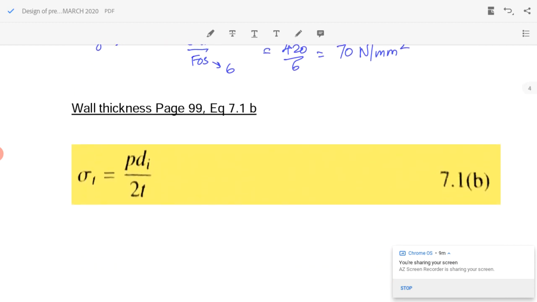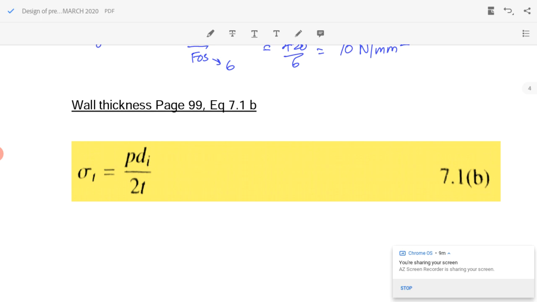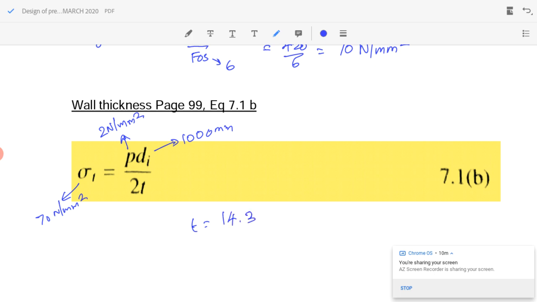For wall thickness, we have the equation sigma C equal to PD by 2T. From this equation, pressure is known: pressure equal to 2 Newton per mm square. The maximum stress we can allow is up to 70 Newton per mm square. Inner dia is 1000 mm, 1 meter. So I will get thickness T equal to 14.3 mm. So we have found the wall thickness.